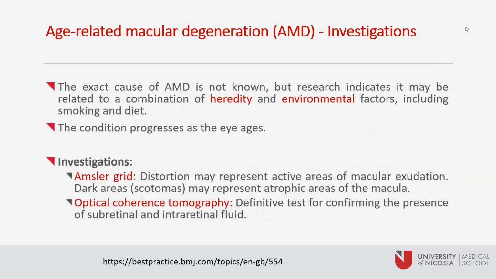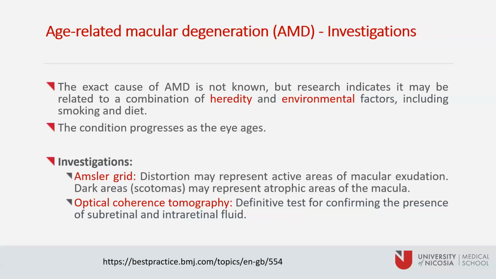So what is the pathogenesis of AMD? We don't know an exact cause, but what we do know is that there is a combination of heredity and environmental factors that include smoking and diet. This condition is progressive in nature, and it increases as we age.